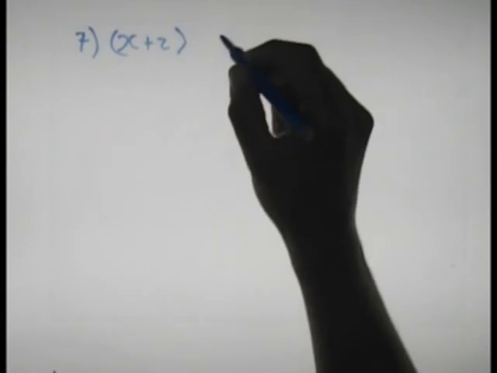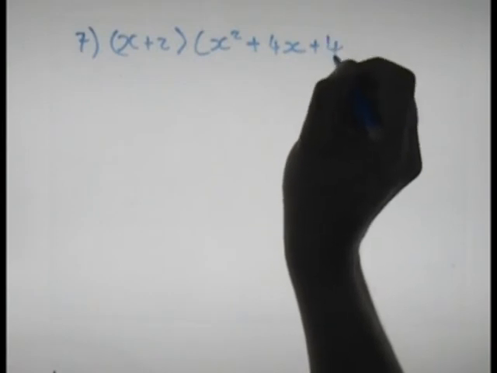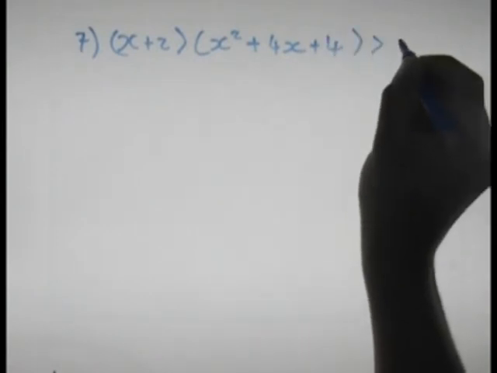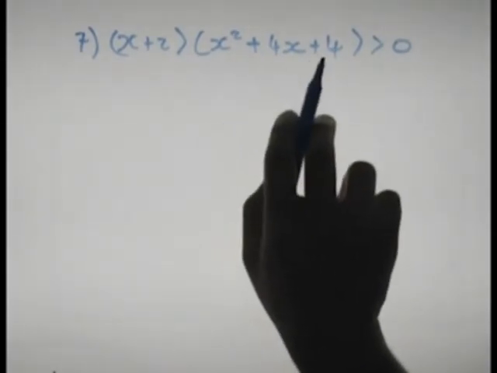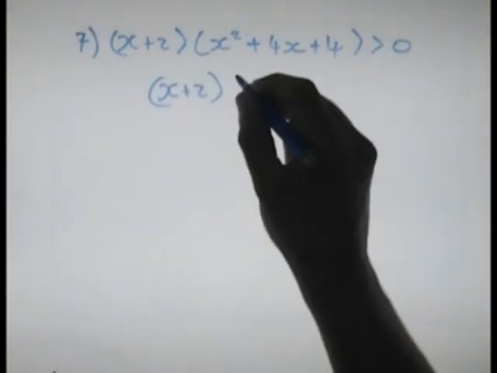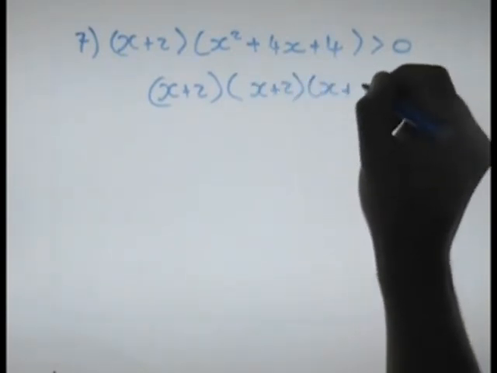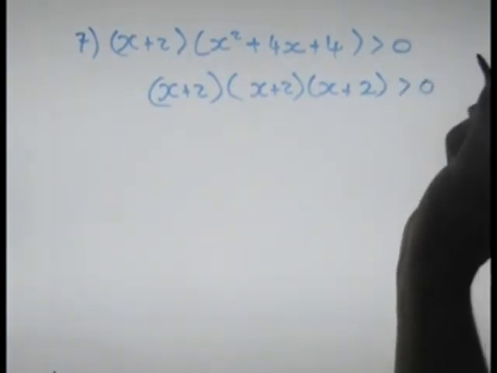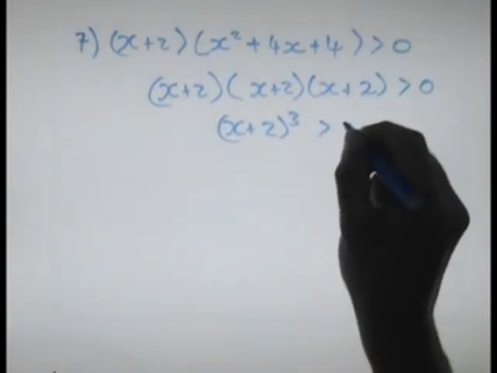Number 7. x plus 2 multiplied by x squared plus 4x plus 4 is greater than 0. I'm going to start this one by factorizing that. So I'm going to leave the x plus 2 over there. This will factorize to become x plus 2 multiplied by x plus 2 greater than 0. That leaves us with x plus 2 cubed is greater than 0.